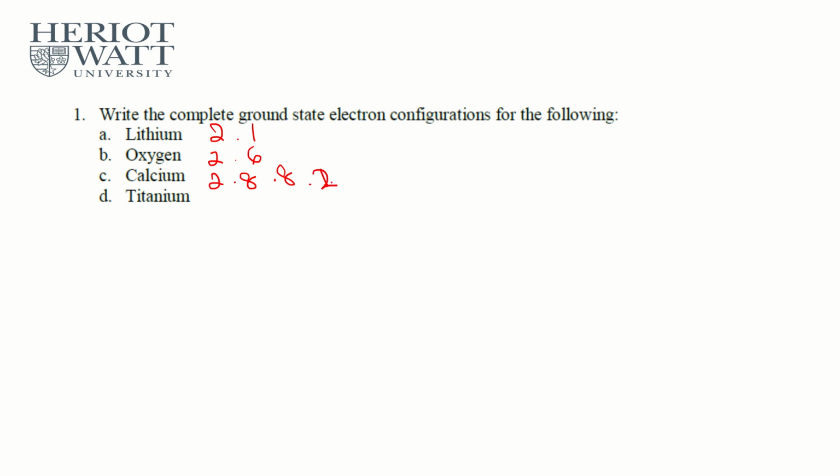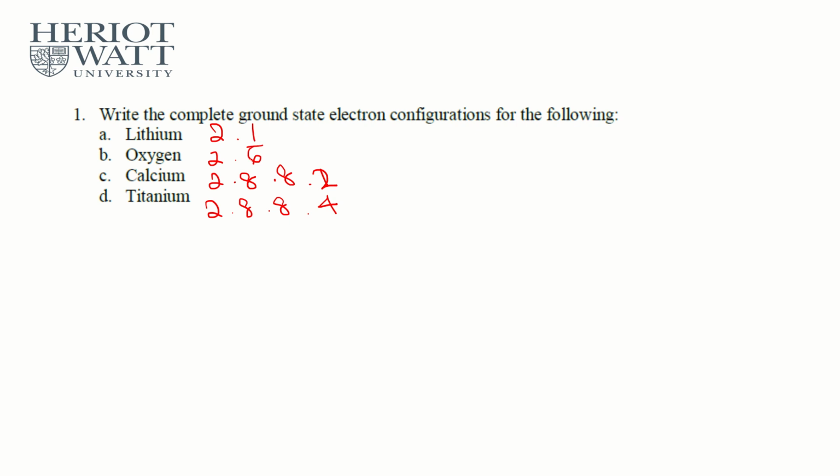Sorry, 2. My bad. So this is the configuration that you should have. Write it down. So titanium is 22. So just do it: 2, 8, 18, and then 4. 2, 8, 8, 4 and 2, 8, 8, 2. So these are the configurations for the elements here. Okay, just revise a bit on this.